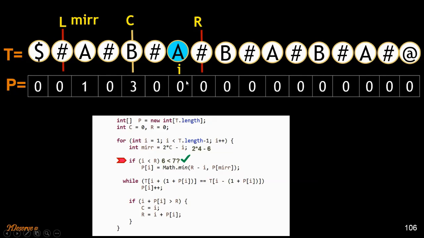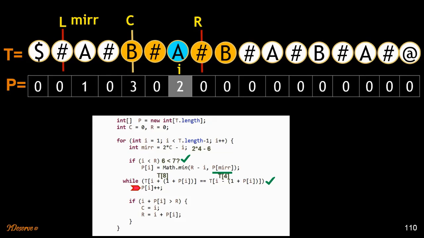Now since I lies within the boundary of R, we can definitely copy the mirror length here. Once we copy the mirror length, we know that it is of at least this length. So we have to expand beyond this length. We won't compare hash and hash now. We'll compare B and B. So we compare B and we see that they are the same, so the palindrome expands.